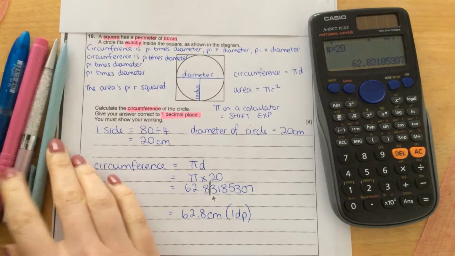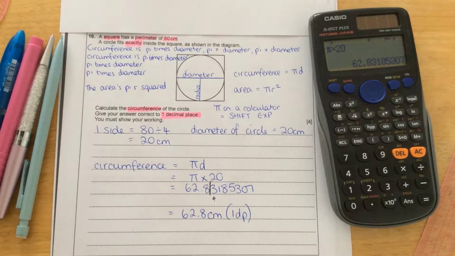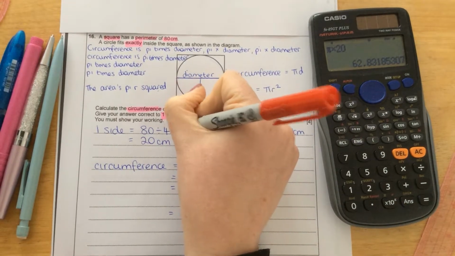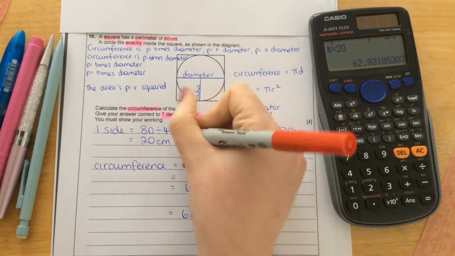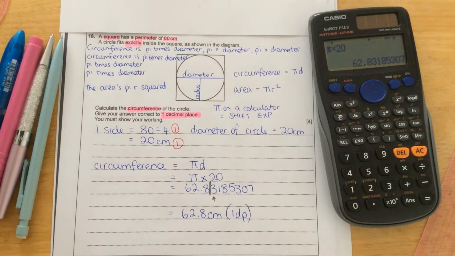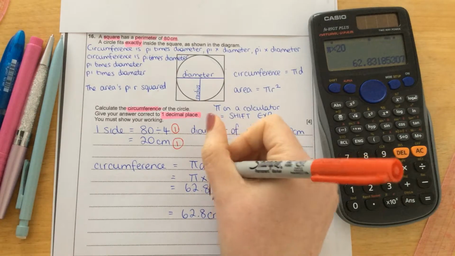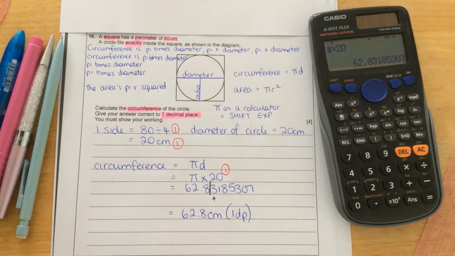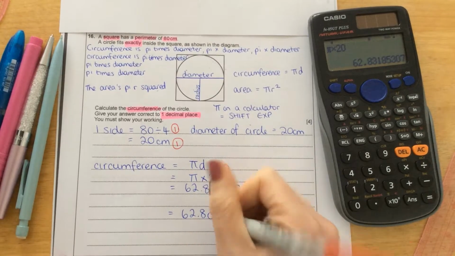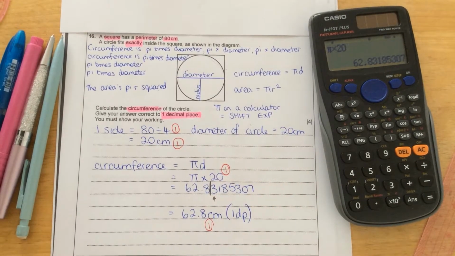So you would get 1 mark if you've done 80 divided by 4, 1 mark for working out the diameter of the circle as 20, 1 mark if you have calculations saying pi times 20, and the final mark comes from accuracy of 62.8 centimetres. If you haven't rounded it to 1 decimal place, you'll lose that mark. So your 4th mark is for your accuracy.